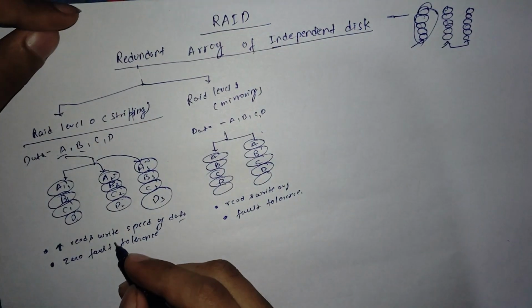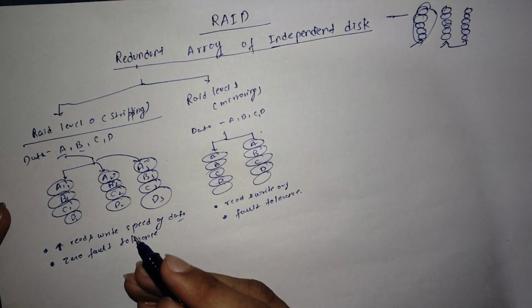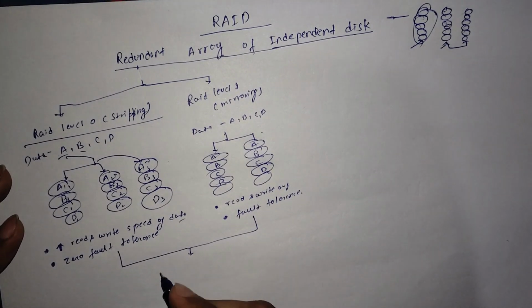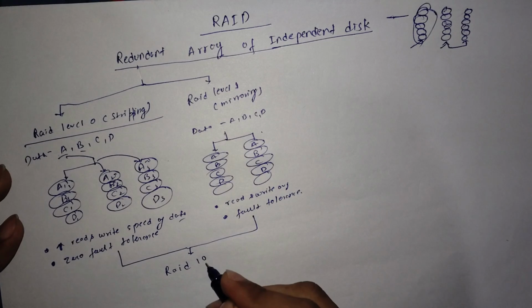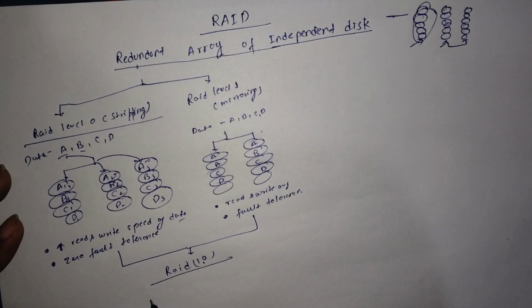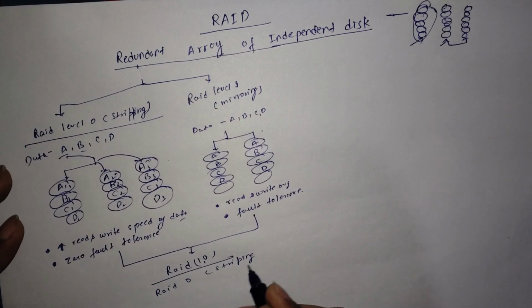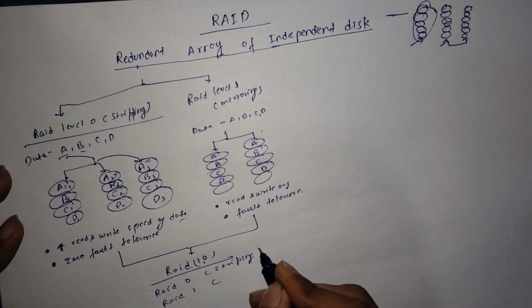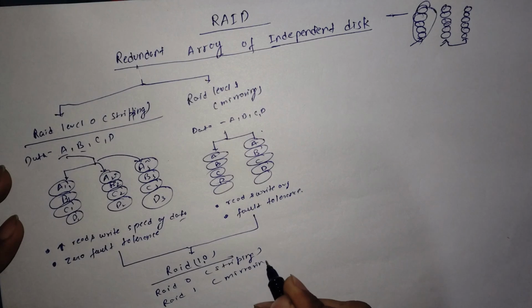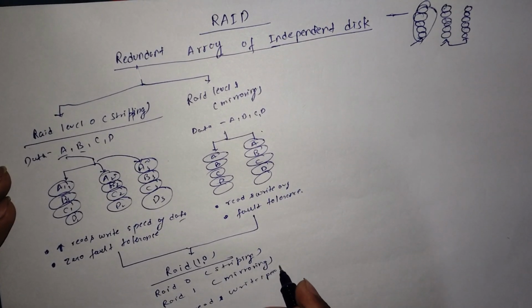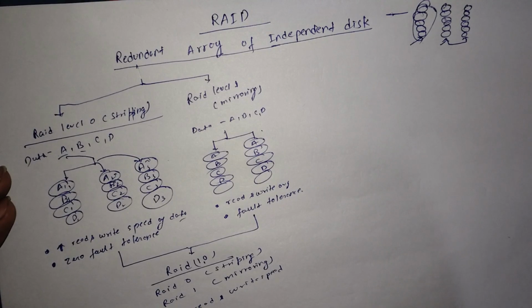Now many of you may think: what will happen if we combine both RAID level 0 and RAID level 1? When we combine both, it becomes RAID 10. As the name suggests, this is a combination of RAID 0, which is striping, and RAID 1, which is mirroring. Now it has both increased read and write speed, and fault tolerance.